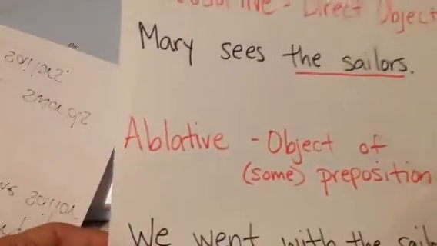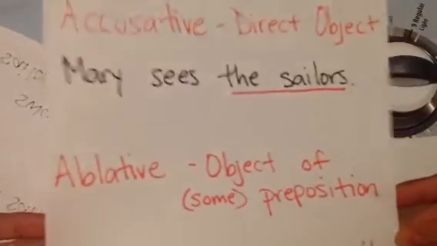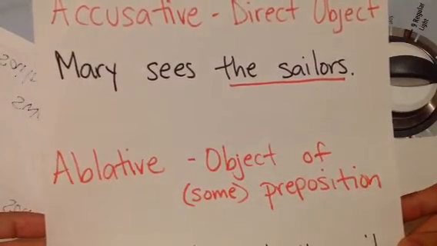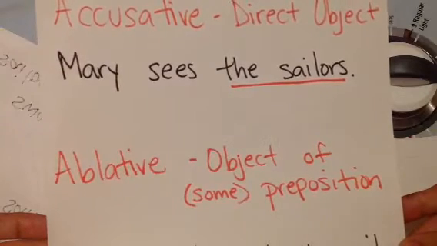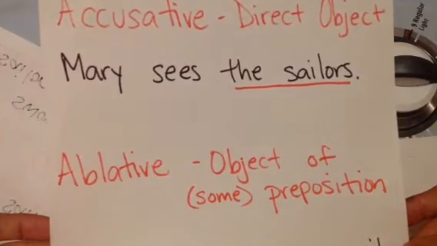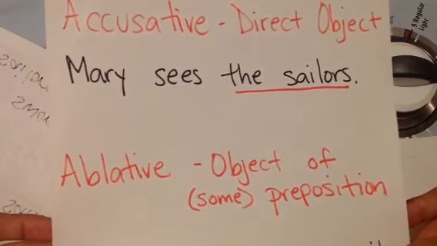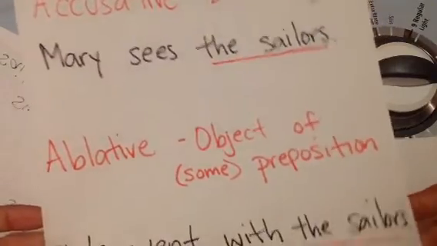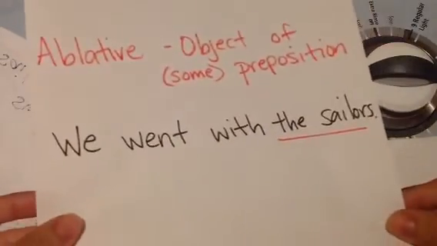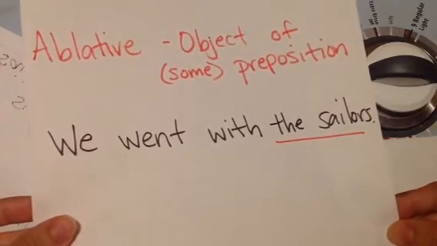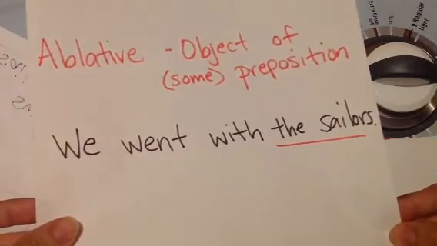And the last case is the ablative, which is the object of some of the prepositions. We say object of the preposition, and it is for a lot of prepositions, but later on in Latin you'll find that some prepositions actually are governed by the accusative case. But for now, just think ablative, object of the preposition. So our example is, we went with the sailors. So in this sentence, sailors would have the ablative ending.